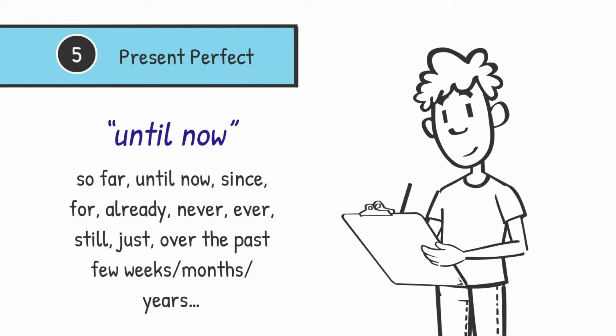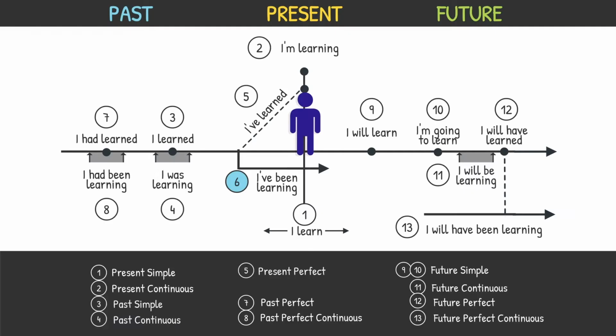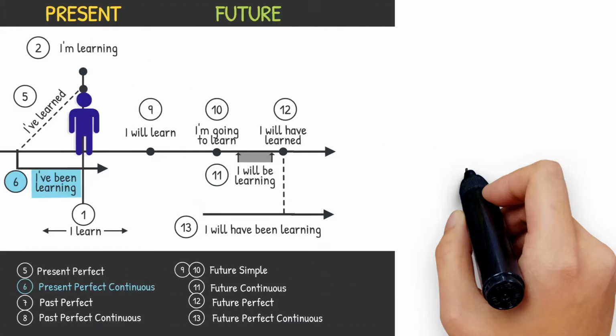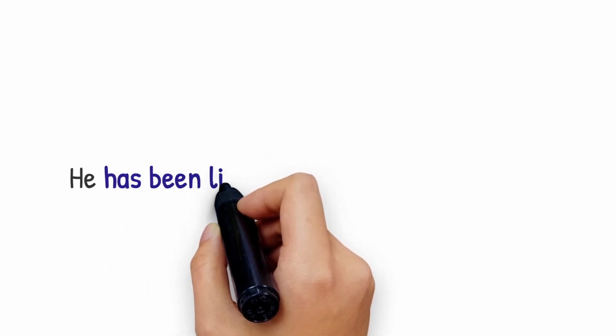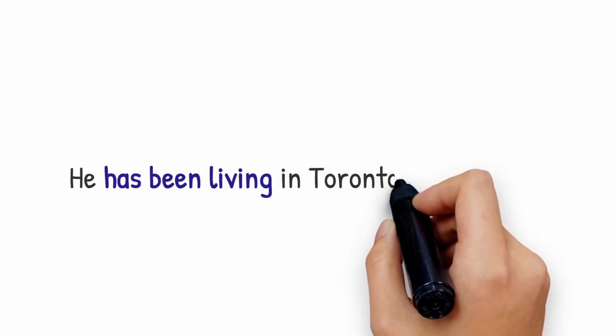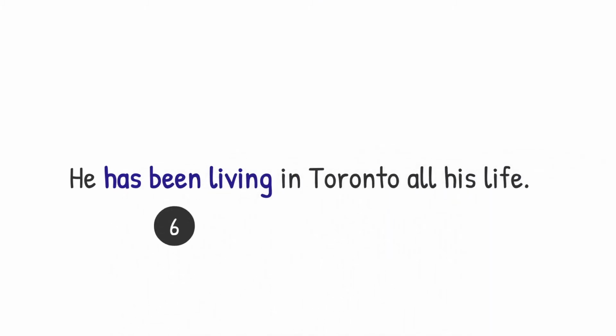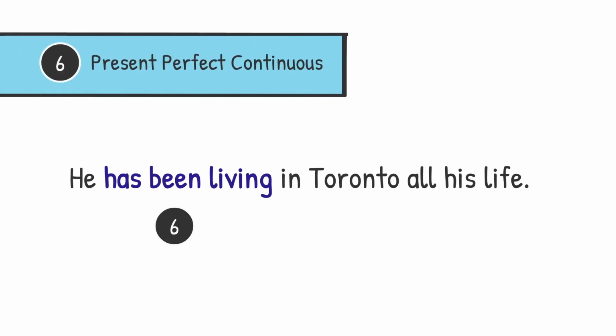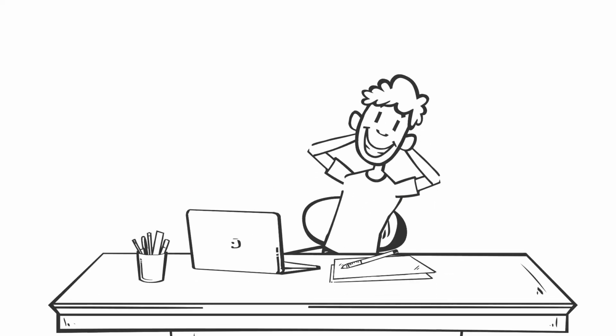In order to understand the difference between number 5 and 6, we can use the same example. If we say he has been living in Toronto all his life, which is the present perfect continuous, then we get the impression he likes it and he's going to stay in Toronto. That's why we use the present perfect continuous, because it probably continues.